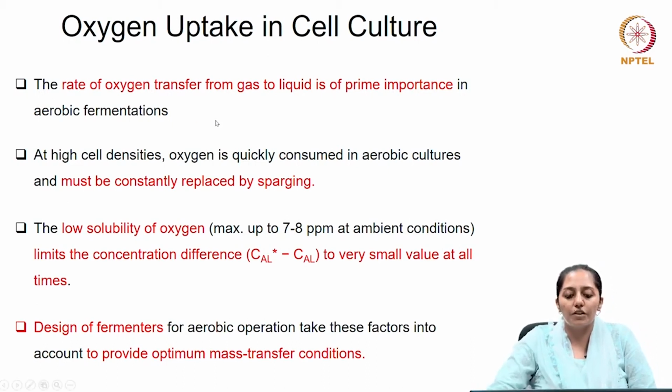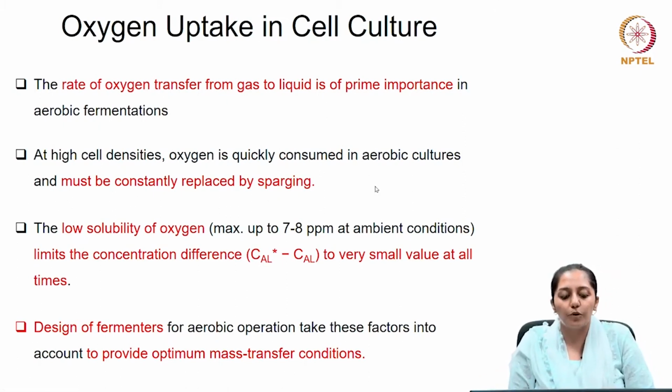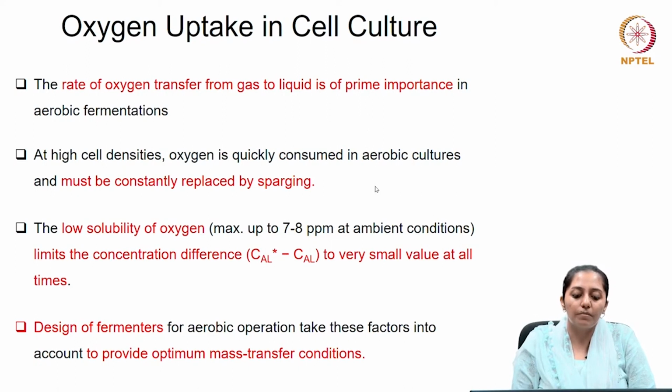The rate of oxygen transfer from gas to the liquid, we have now understood, is of prime importance in aerobic fermentations. At high cell densities the oxygen gets very quickly consumed in aerobic cultures and therefore must be constantly replaced by sparging. The limitation is the low solubility of oxygen, which is nearly 7 to 8 ppm under ambient conditions.